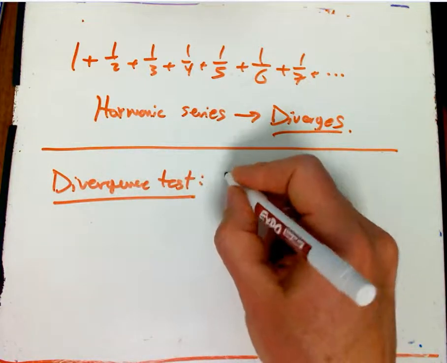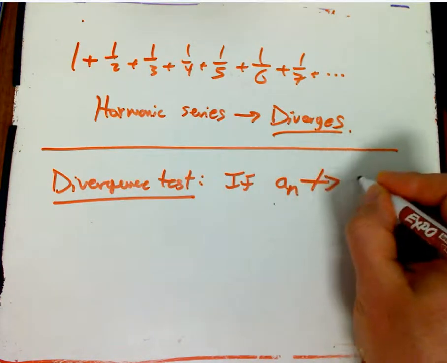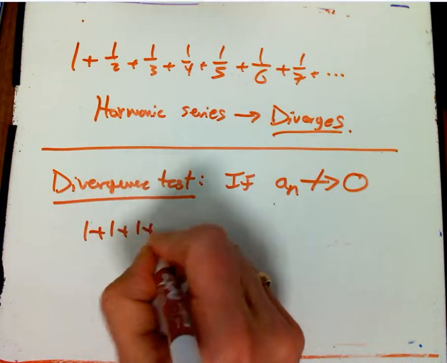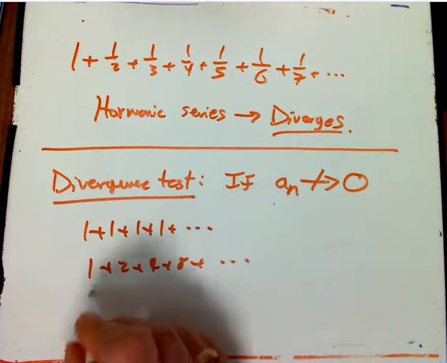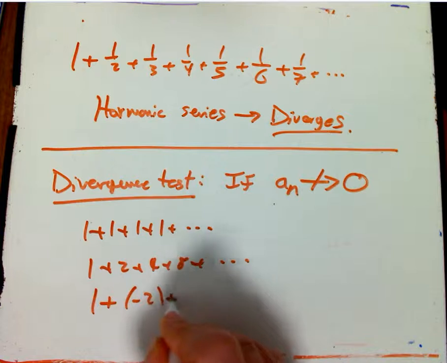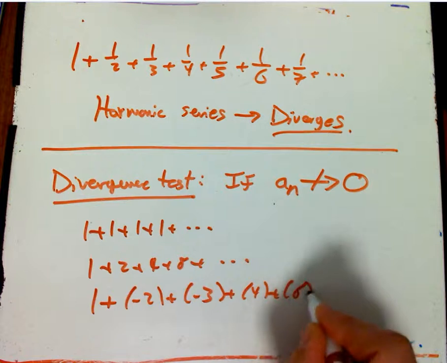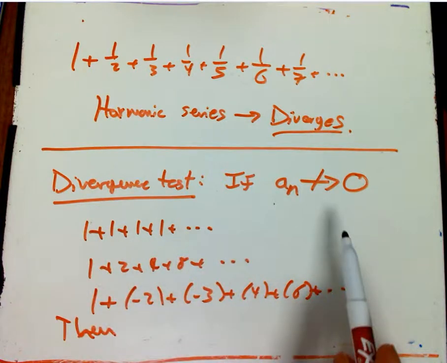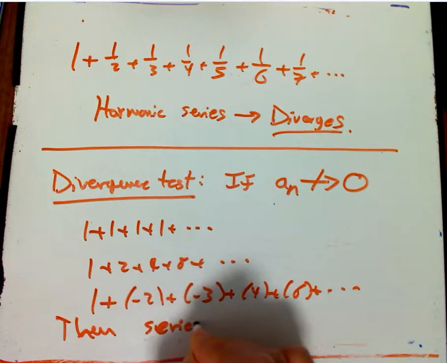And that's simply if the terms that you're adding up don't even go to 0 at all, like if I'm adding up 1 plus 1 plus 1 plus 1, or 1 plus 2 plus 4 plus 8, or 1 plus minus 2 plus minus 3 plus 4 plus 6, just some terms that don't go to 0 at all, then there's no way in heck that the sum can actually converge. Then the summation, the series, let's say, does not converge.